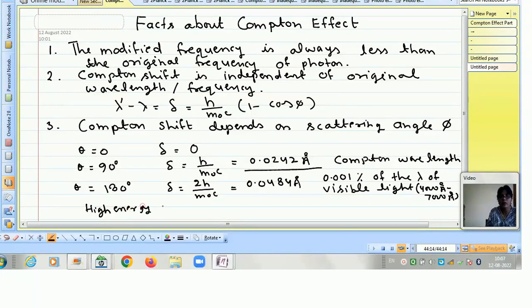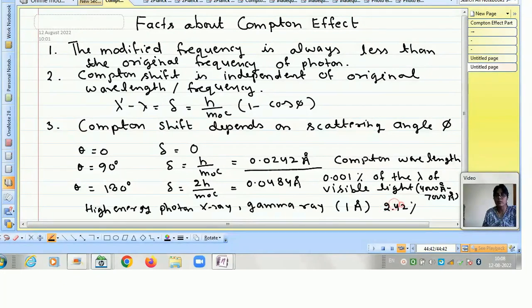But if we use X-ray, if we use a high energy photon, and high energy photon means X-ray or gamma ray. These X-ray and gamma ray photons have high energy, and the wavelength is approximately 1 angstrom. So if we take the value of 0.0242 angstrom in comparison to 1 angstrom, then it is 2.42% of the 1 angstrom. So 2.42% is easy to observe experimentally.